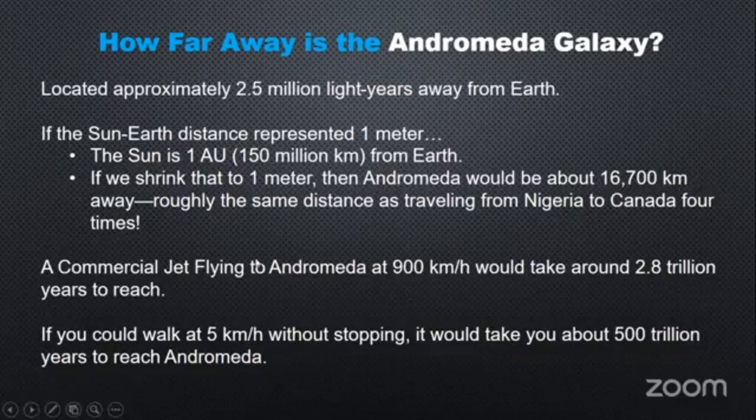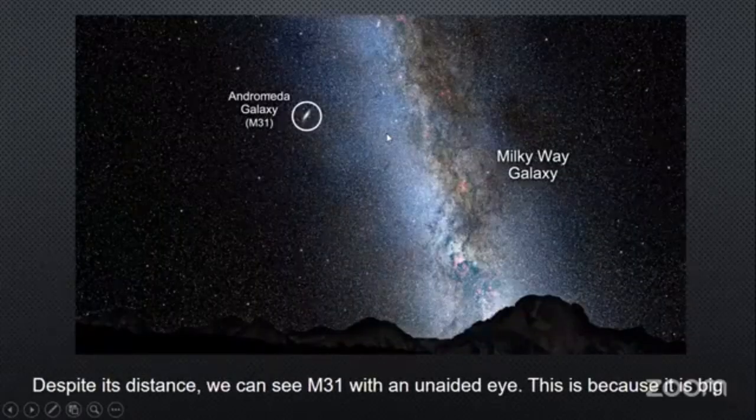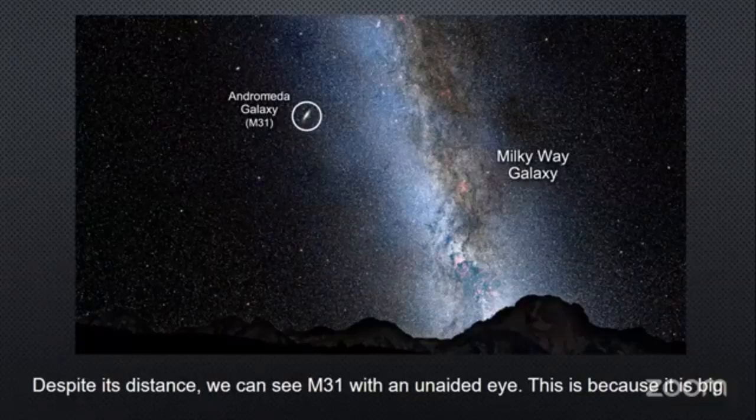So it's an insane distance. So what if you want to walk there? That's unspeakable. That's going to take about 500 trillion years to reach Andromeda galaxy. But we can still see it. Despite the distance, we can still see it with our eyes. If you have good sight, you can still see the Andromeda galaxy.